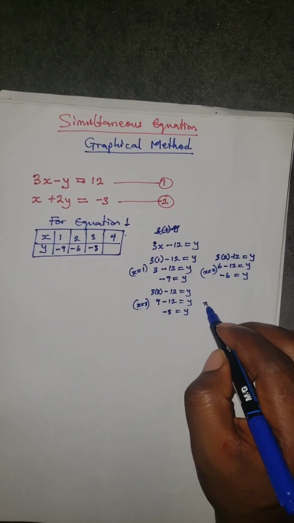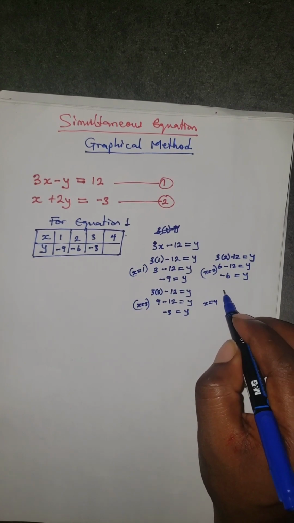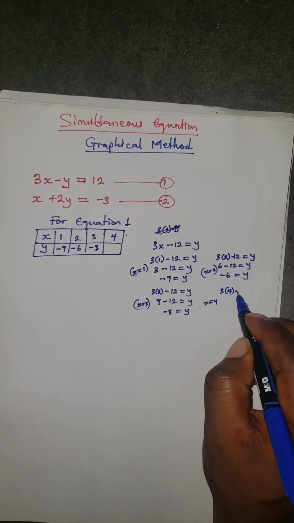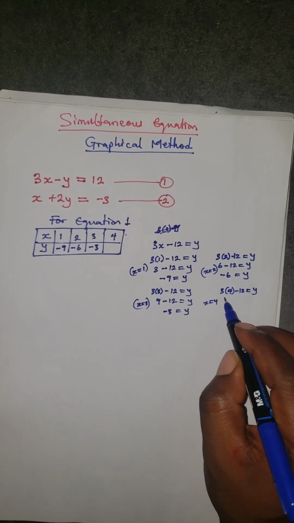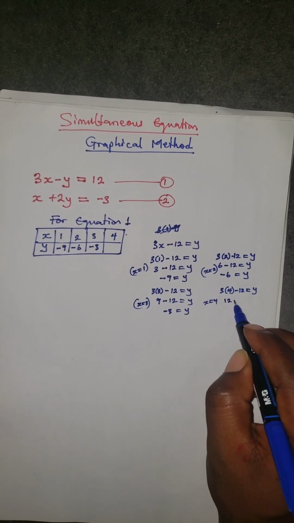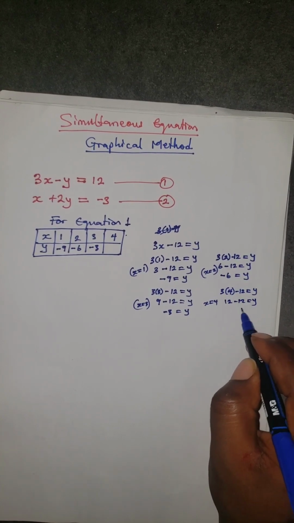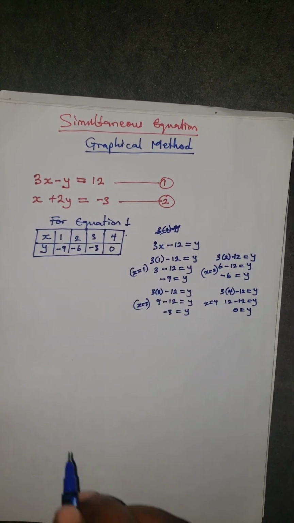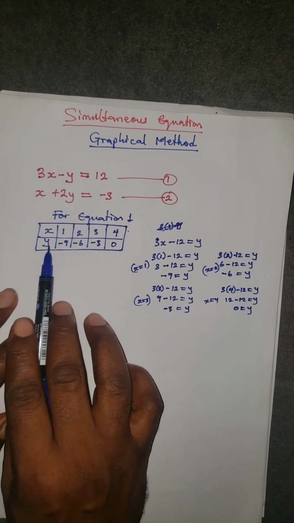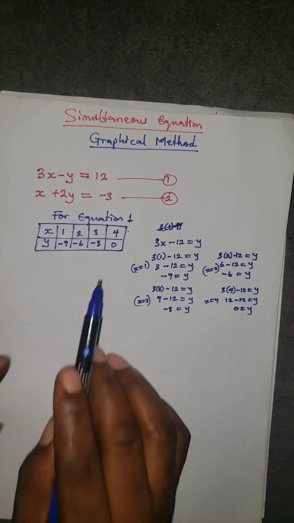Now when x equals 4, I'll have 3 into 4 minus 12 equals y. So that will give me 12 minus 12 equals y. That will give me y equals 0. So I'll put my 0 here. So I have gotten my table for equation 1.